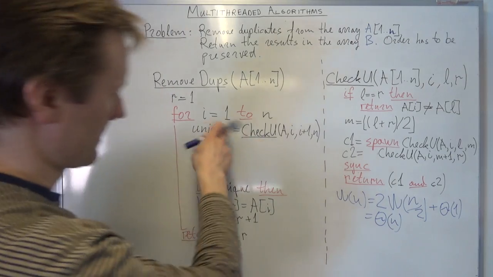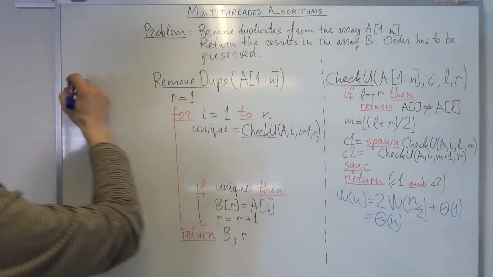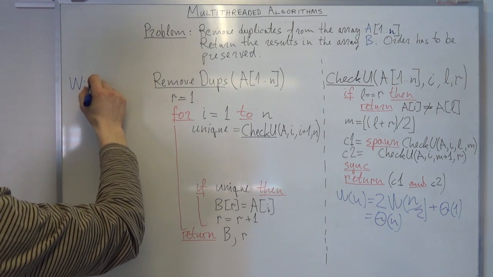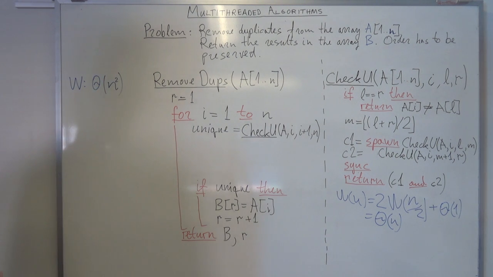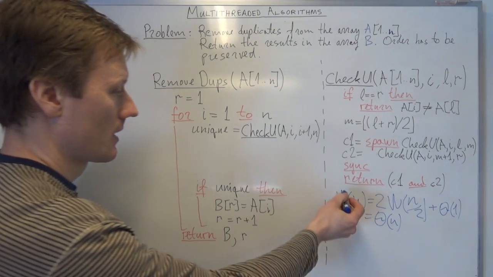So the same as the loop that we had here. So the total work for this algorithm will be the same as for the sequential algorithm, n squared. Let's analyze the span of this algorithm.